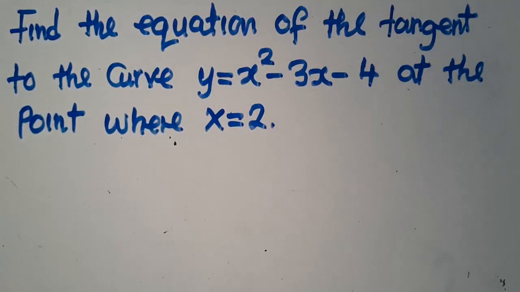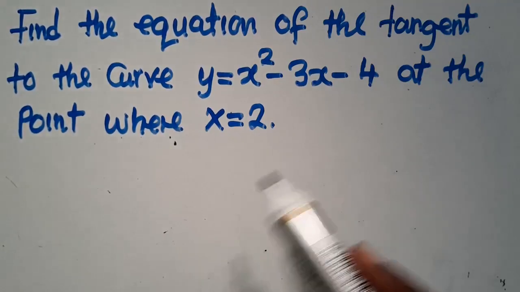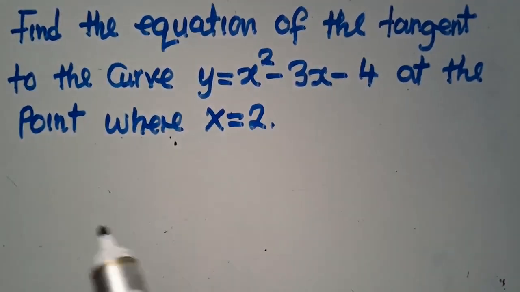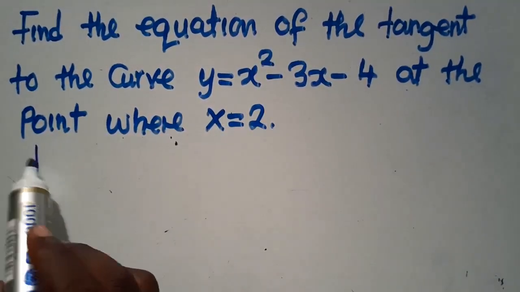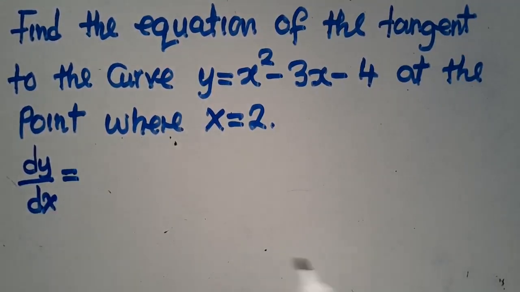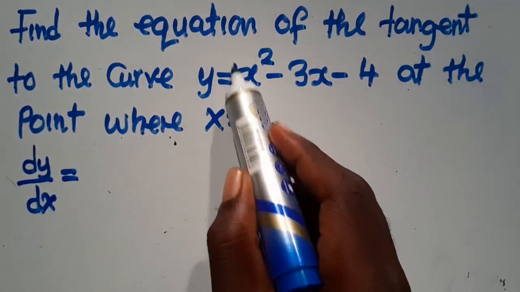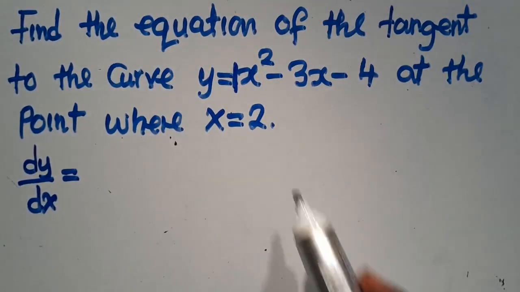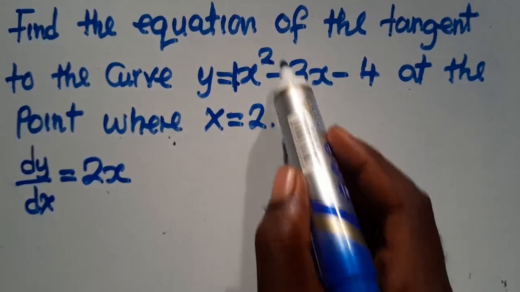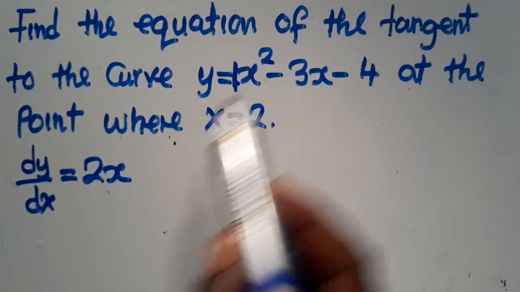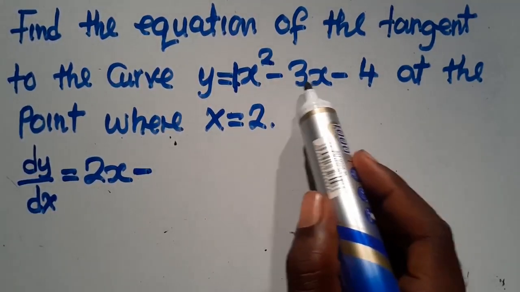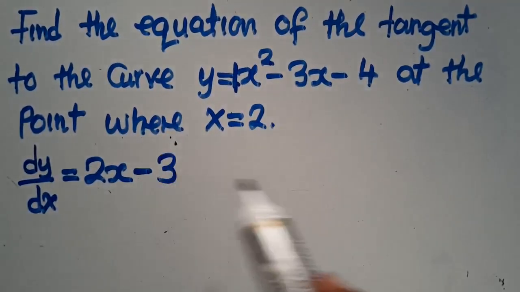So how can you go about this? You first differentiate what you are given. So how do you differentiate that? dy dx is equal to, so here it's just the same as there is a 1 there. 2 times 1, it is 2x. Minus 1, 2 minus 1, it is 1. We don't indicate a 1. Minus derivative of a number like this, it's just 3.